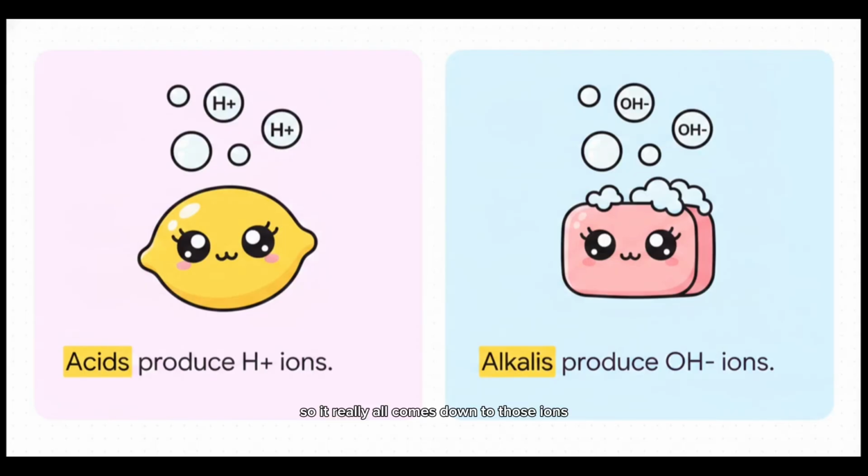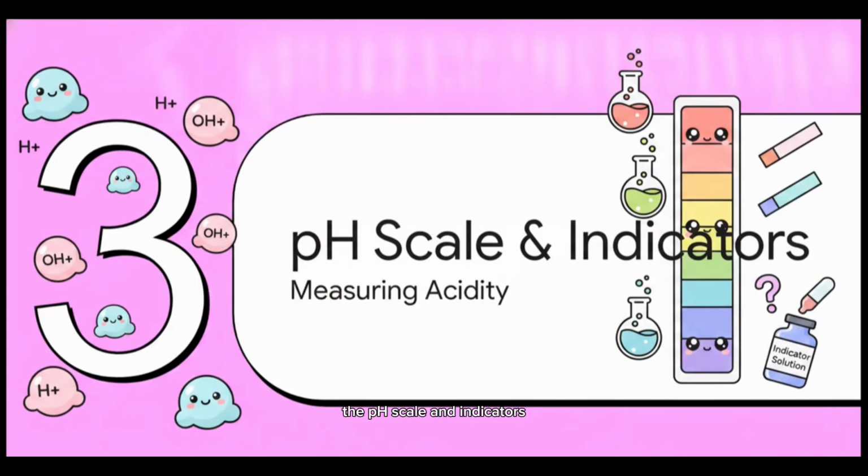So it really all comes down to those ions. Acids are the producers of hydrogen ions, the H+ ions. Alkalis, on the other hand, produce hydroxide ions, the OH- ions. And it's that microscopic contrast that's the invisible engine driving so many of the chemical reactions happening around us every single day. Section 3. The pH scale and indicators.